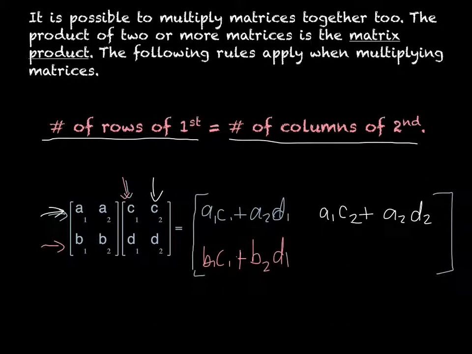And then finally, my second row, second column answer is going to be b sub 1 times c sub 2 plus b sub 2 times d sub 2. All right, so work it like that, and if you have a bigger matrix, it's the same idea. You just add more things together or have more rows and columns. But that is the system of how you're going to multiply two matrices together. First check to make sure they're the right size, and then do that.